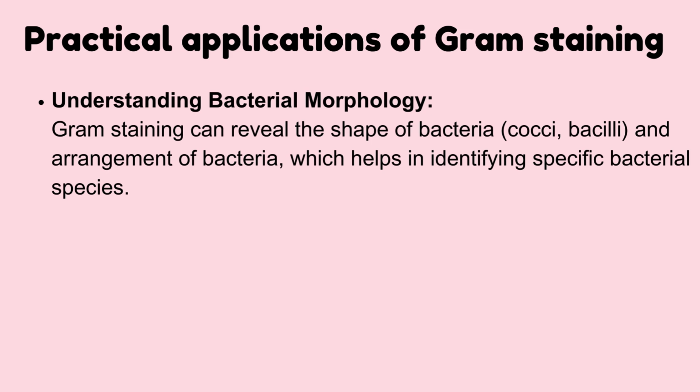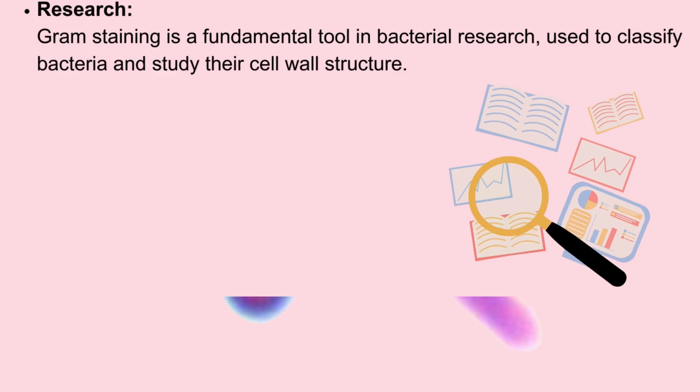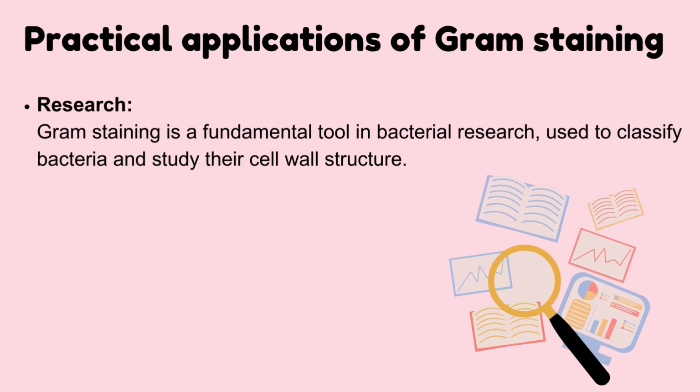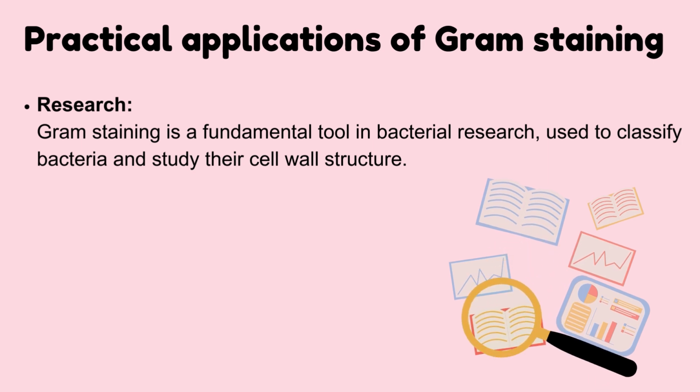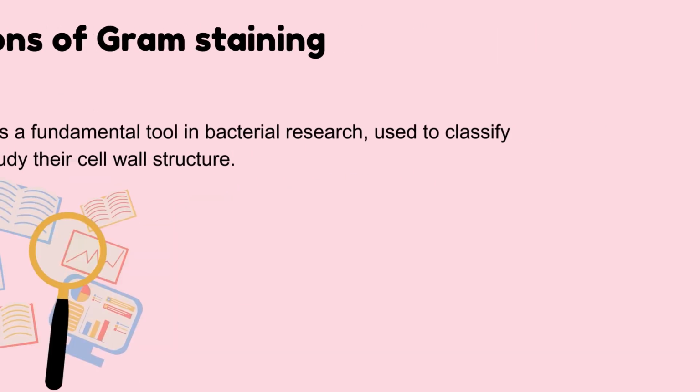Understanding bacterial morphology. Gram staining can reveal the shape of bacteria, like whether they are cocci or bacilli, and the arrangement of bacteria, which helps in identifying specific bacterial species. Research. Gram staining is a fundamental tool in bacterial research, used to classify bacteria and study their cell wall structure.